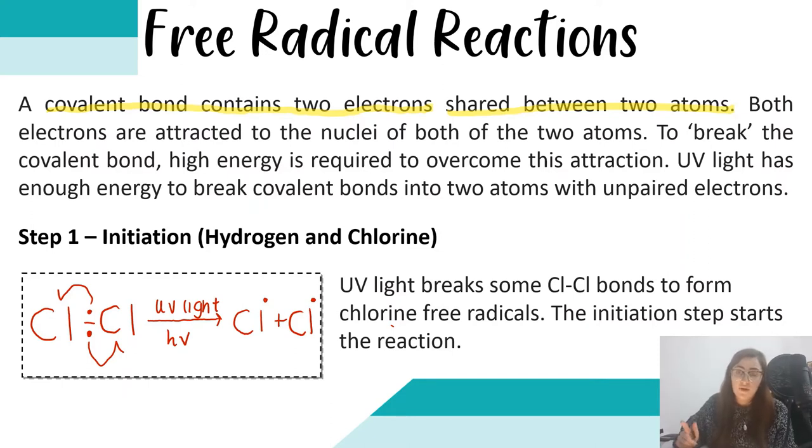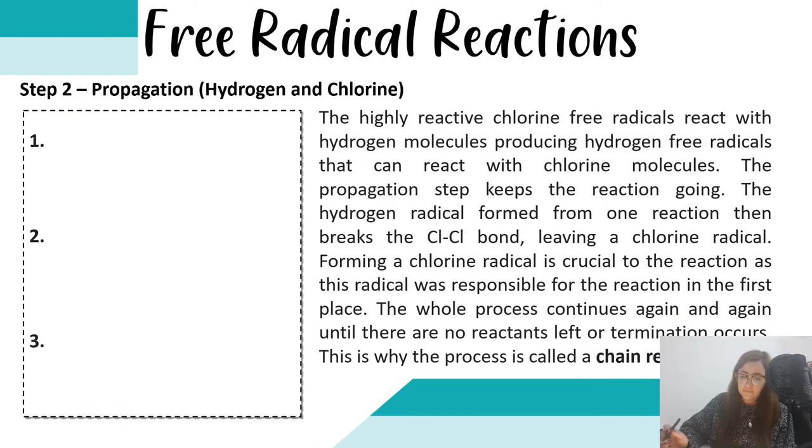A chlorine with one unpaired electron is called a free radical. This step in creating free radicals is called the initiation step. The next step in a free radical reaction is called propagation. Propagation is when you start with one radical, and that radical starts a chain reaction where it creates more radicals from molecules. So the highly reactive chlorine free radicals react with hydrogen molecules, producing hydrogen free radicals.